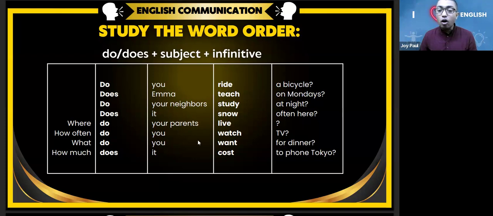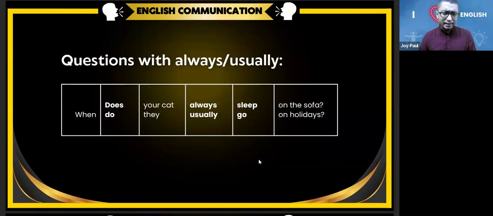Next question. How do you watch TV? Or how often do you watch TV? Next, what do you want for dinner? What do you want for dinner? Next, how much does it cost to phone Tokyo? We'll practice many more questions over there.